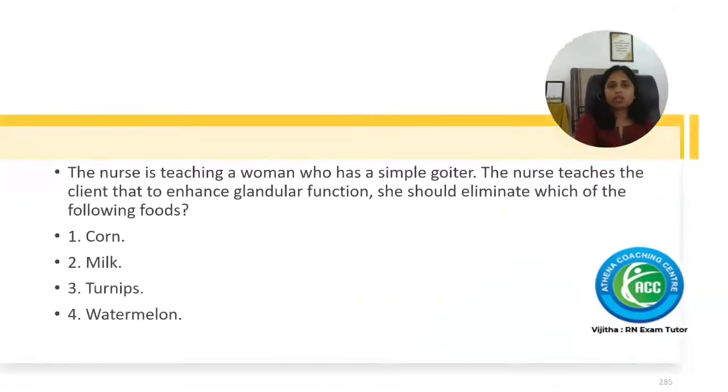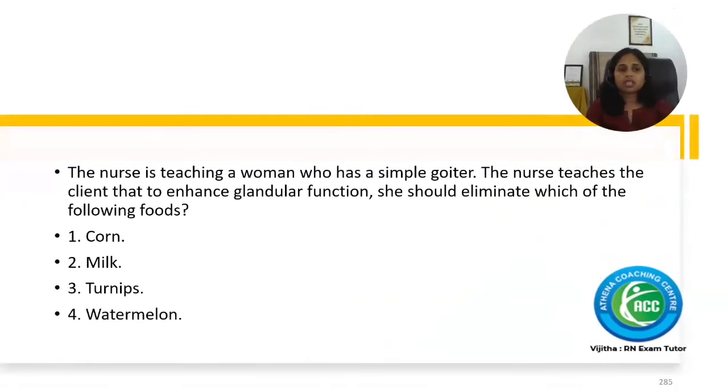Hypoparathyroidism. Okay. Now just read the question. The nurse is teaching a woman who has a simple goiter. And the nurse teaches the client that to enhance glandular function, she should eliminate which of the following foods?